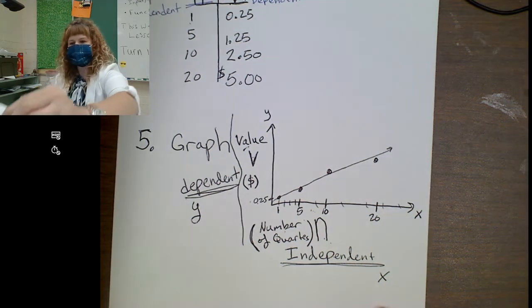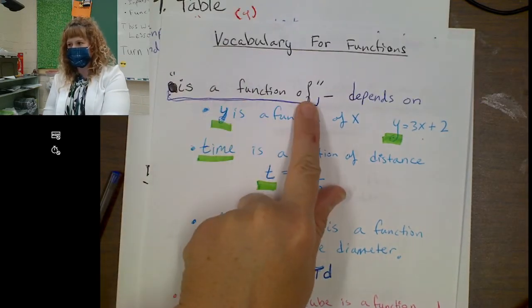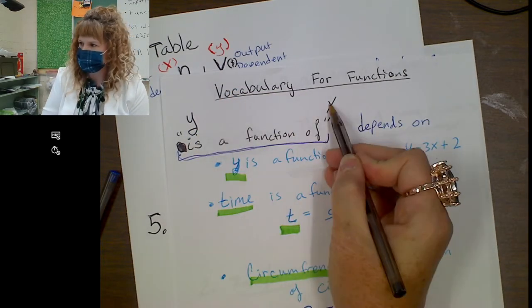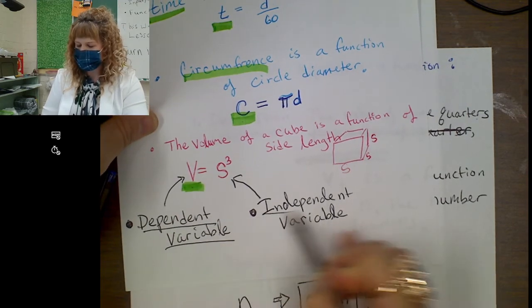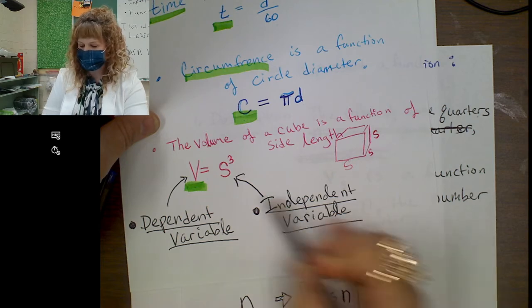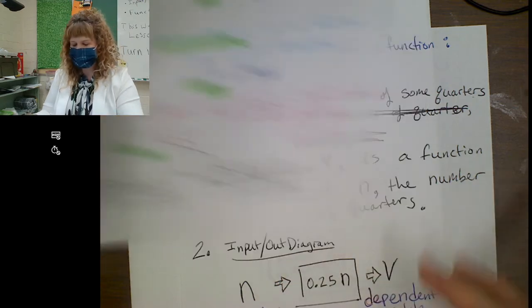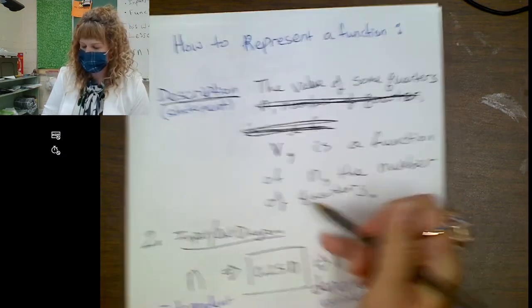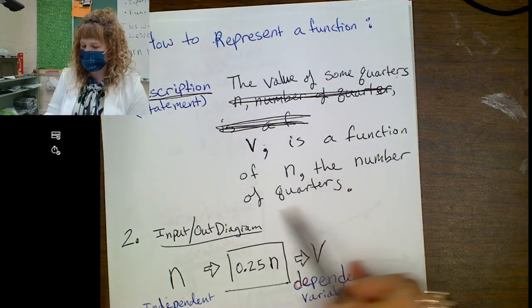You have learned the vocabulary: y is a function of x means y depends on x. You have learned the vocabulary dependent variable, which is the output. You have learned the vocabulary independent variable, which is your input. Just remember, output depends on input. You have learned that functions can be represented as a description. The value of some quarters, v, is a function of n, the number of quarters.